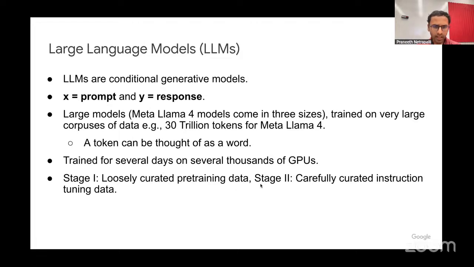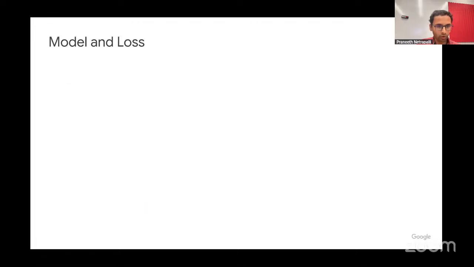And then in stage two, the amount of data used is much smaller, maybe three or four orders of magnitude smaller. Here people would usually use much more carefully curated instruction tuning data, and also other data like code, math, or whichever kind of tasks we want the model to do well on. So the second stage is very carefully curated and much smaller compared to the data in stage one. And for Llama 4, there's also a blog post with a lot more details.